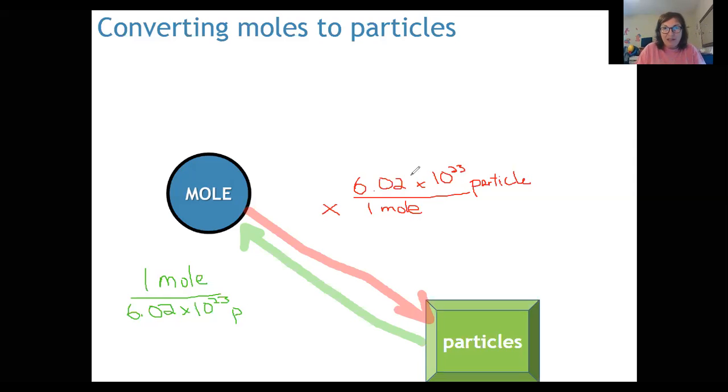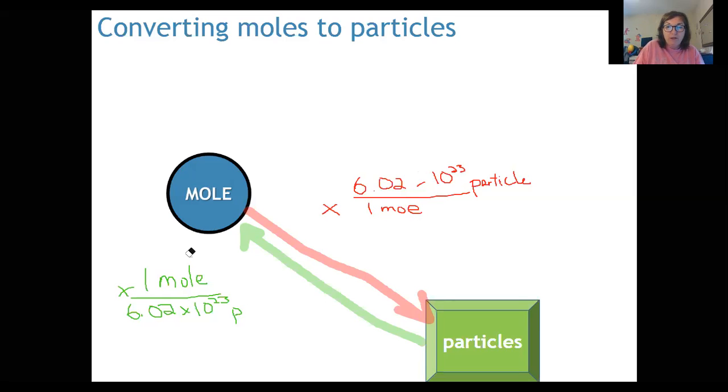They mean they equal the same thing, an equivalent statement. 1 mole is the same thing as 6.02 times 10 to the 23rd. They're equal. So if I'm going from a mole to particles, I use this. If I'm going from particles to moles, I would use this conversion, and I multiply by it. Okay? So let's go a little farther into this.